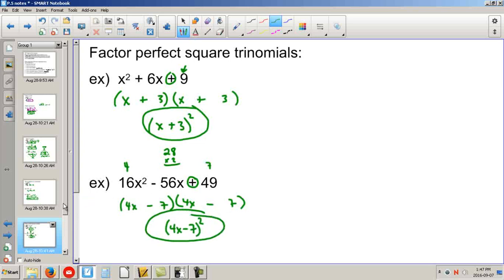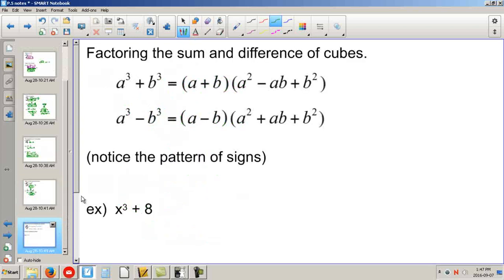Okay. The last thing we need to look at is the sum and difference of cubes. Now these are special because they always factor one step. Okay, so look up here. We have a cubed plus b cubed equals, so if I want to factor it, I'll get a plus b without any cubes times a squared minus ab plus b squared. Now a and b are whatever's being cubed.